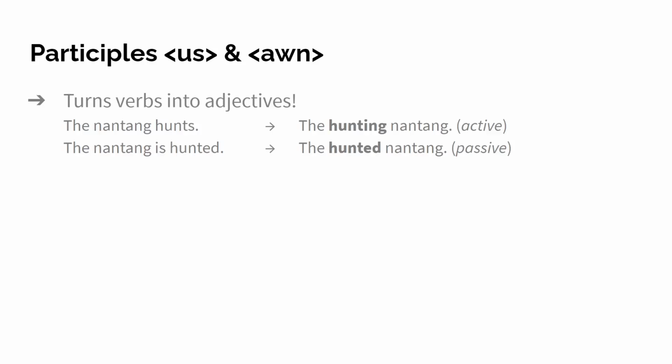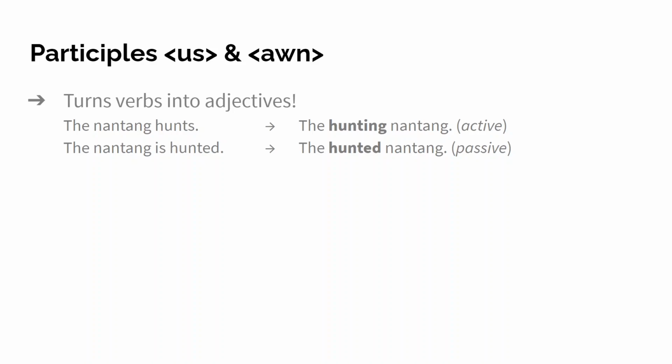And that was it. So let's go on to the last topic for today, namely us and aun, which will hopefully not take that long. So us and aun turn verbs into adjectives. And we have two infixes, so we have two different types of adjectives. Let's look at these two sentences in English.